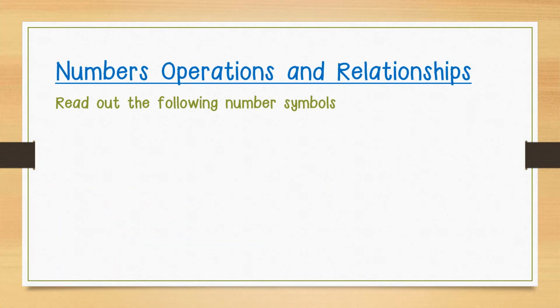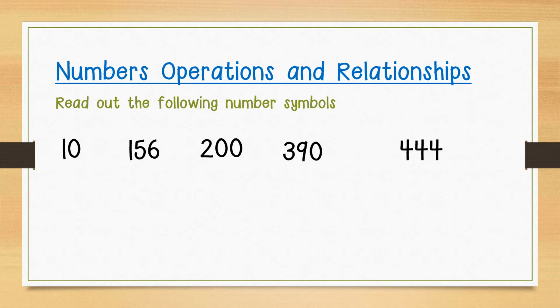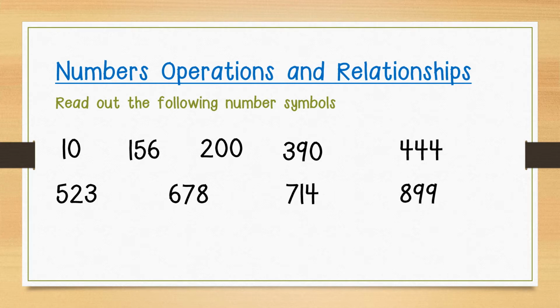Let us look at the number and identify the symbol of each number. 10, 156, 200, 390, 444, 523, 678, 714, 899, 937, 1000.